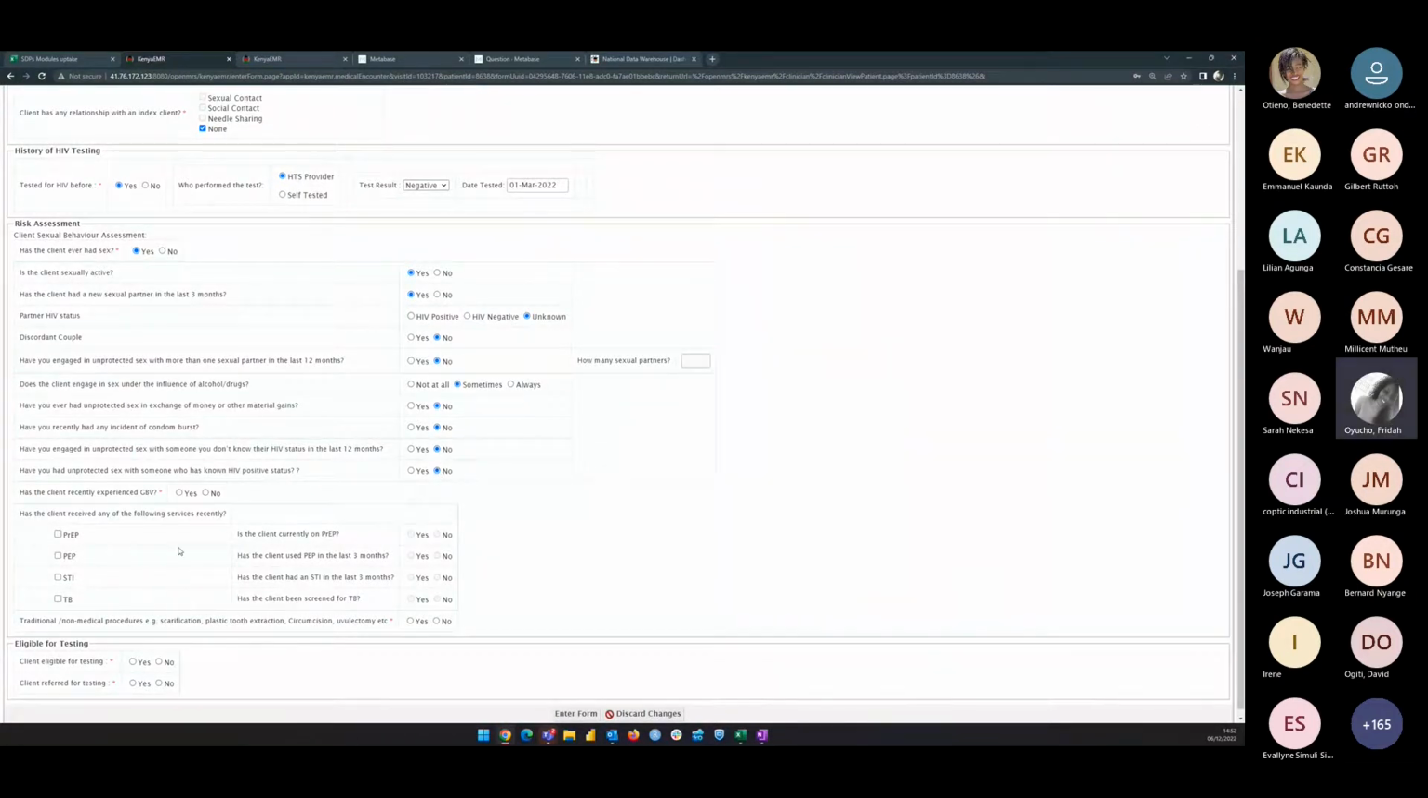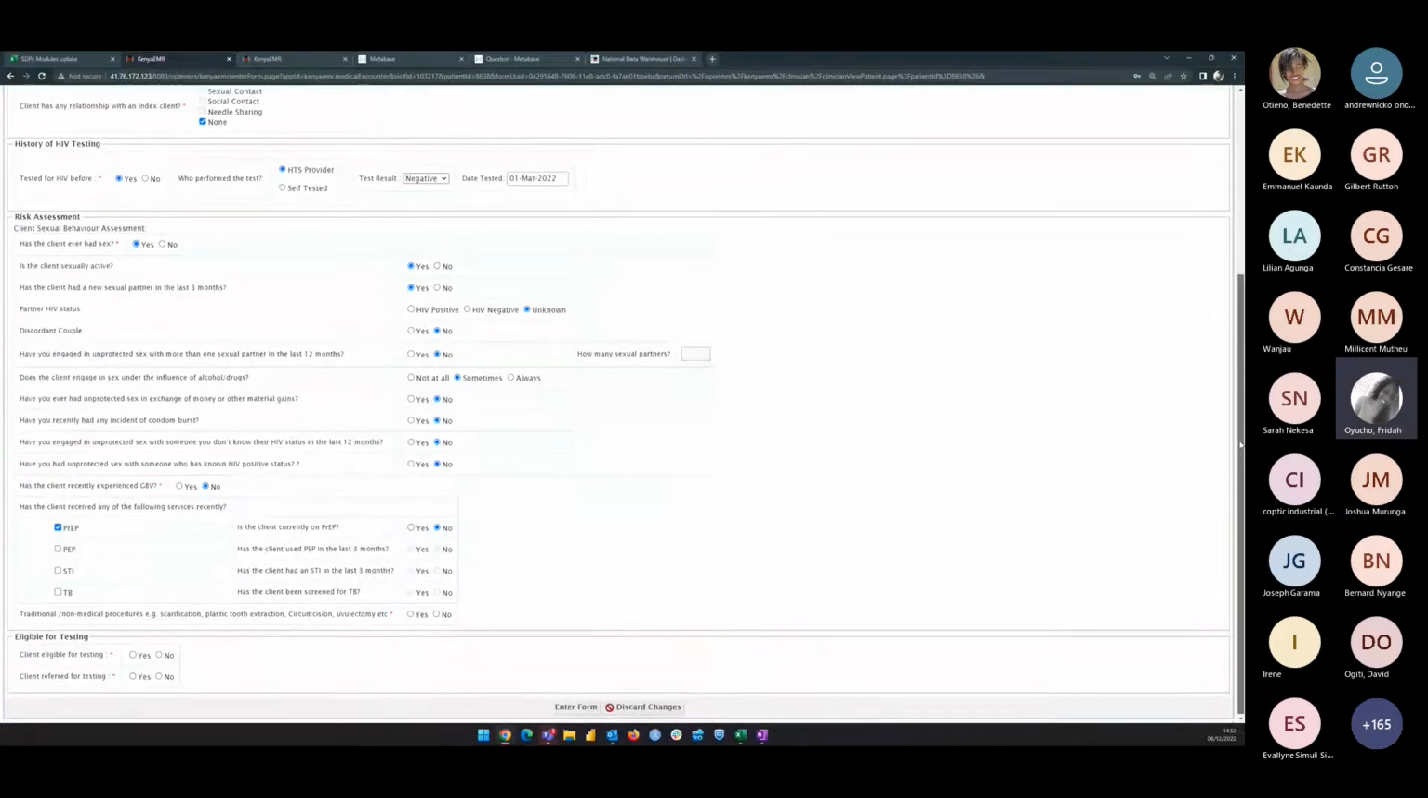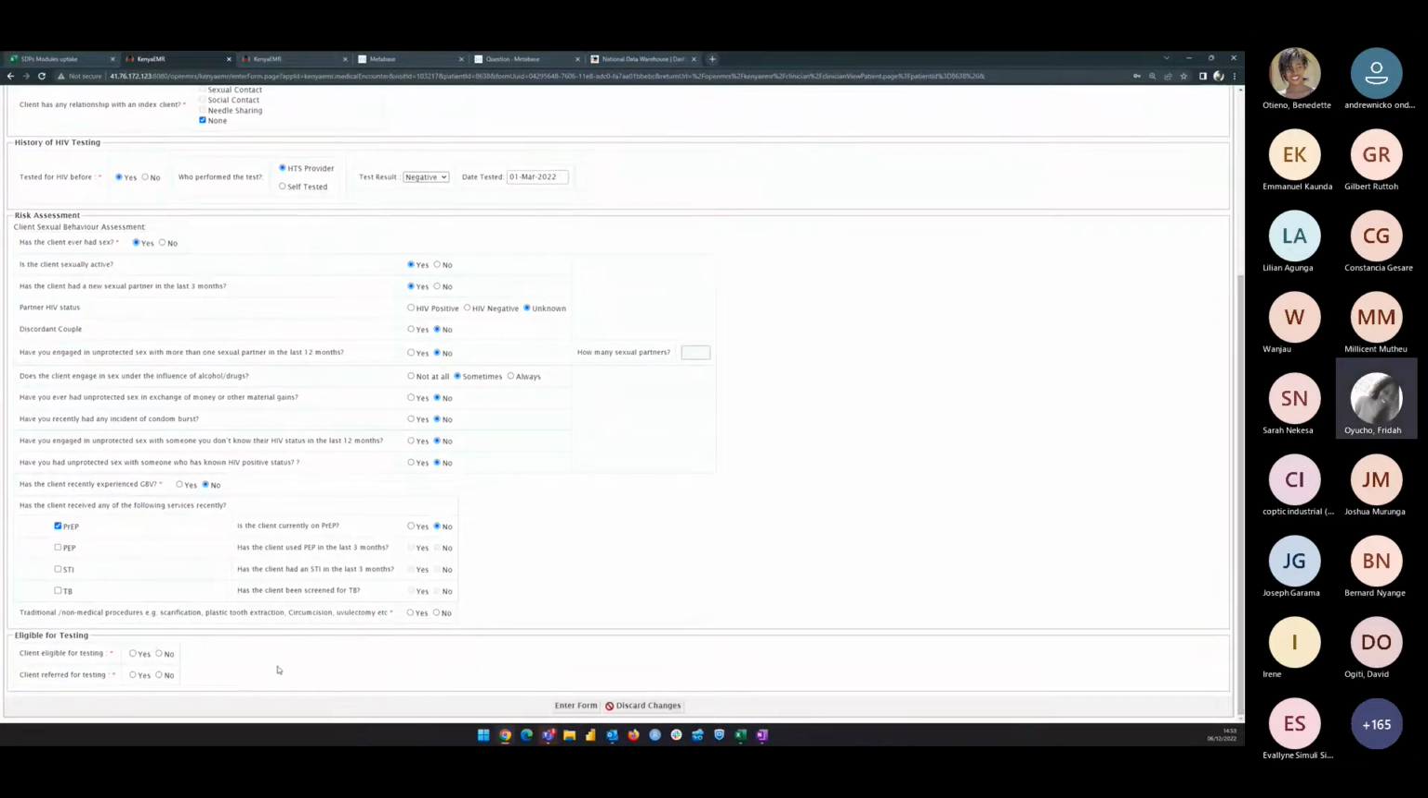Okay, so has the client recently experienced GBV? Let me just say no. Has the client received any of the following services recently? So if the client had been on PrEP for some time, you'll be able to indicate appropriately. And then whether they are currently on PrEP, again, you'll be able to say yes or no, assuming it's no. And then scrolling down, now we have the eligible for testing.